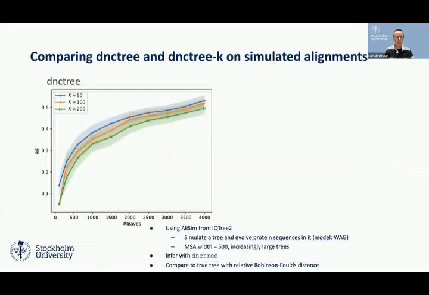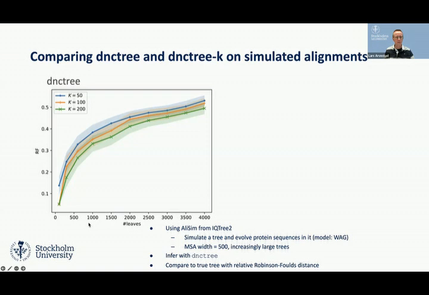So I started creating simulated alignments using the algorithm AliSim from IQ-TREE 3. And in this tool, we are randomly picking a random tree for a certain number of leaves, and then simulating sequences in this tree. It's a standard random model of trees and sequences, one can argue. In this particular case, I used a multiple sequence alignment of 500 columns, and then increasingly large trees, as you see.